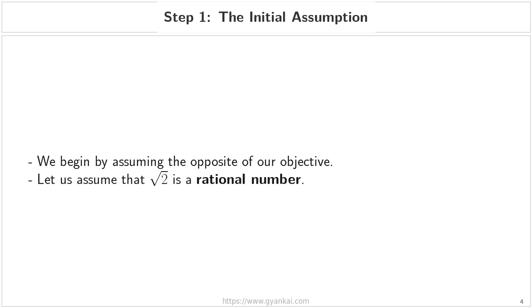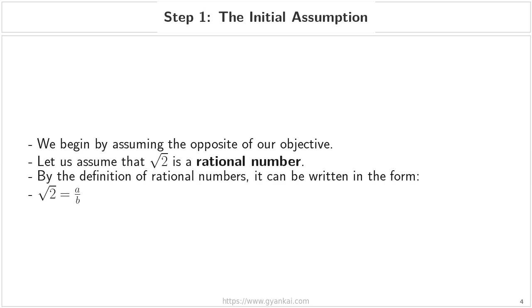Step 1. The initial assumption. Now that we understand the detective analogy and how a contradiction works, let's move into the actual mathematical proof. To start our proof, we are going to use a technique called proof by contradiction. This means we aren't going to try and prove √2 is irrational directly. Instead, we are going to begin by assuming the exact opposite of our objective. So, let us assume that the square root of 2 is actually a rational number.